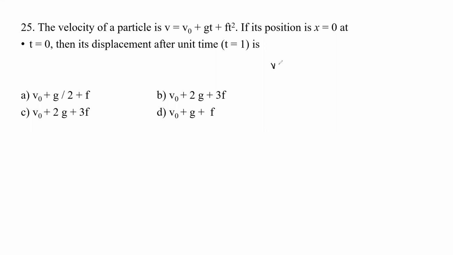We have the equation v equals v naught plus gt plus ft square. This is the given equation. So what is our velocity? It is the rate of change, the derivative of displacement. But we require dx, so I can write dx equals v into dt. The limits are 0 to x. Now we integrate both sides.